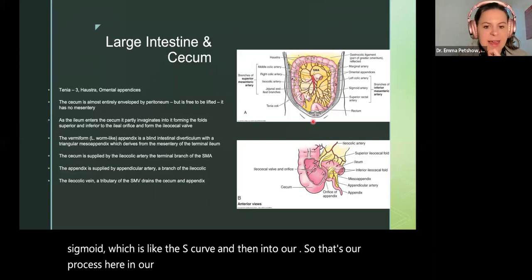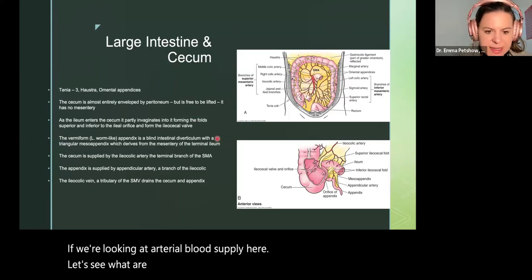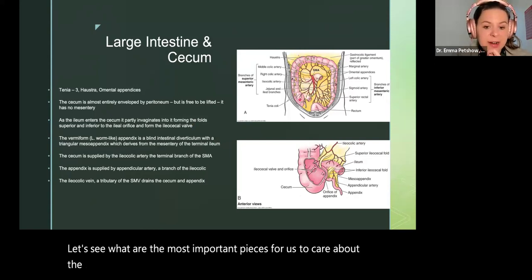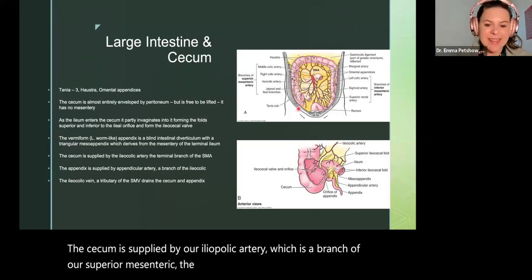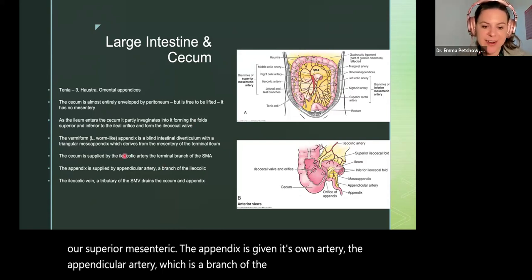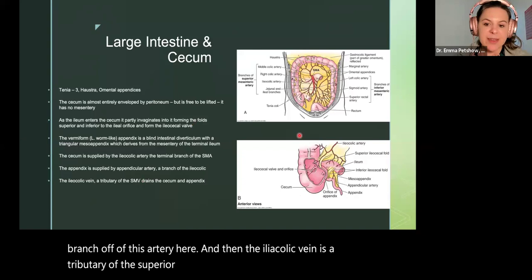If we're looking at arterial blood supply here, let's see, what are the most important pieces for us to care about? The cecum is supplied by our ileocolic artery, which is a branch of our superior mesenteric. The appendix is given its own artery, the appendicular artery, which is a branch of the ileocolic. So it's a branch off of this artery here. And then the ileocolic vein is a tributary of the superior mesenteric vein, and it will drain both these regions.